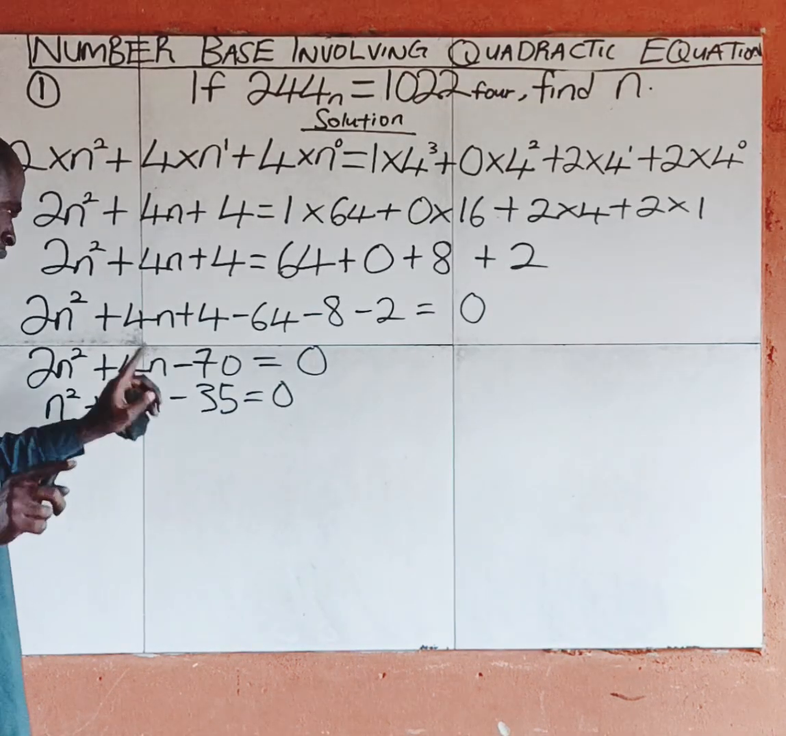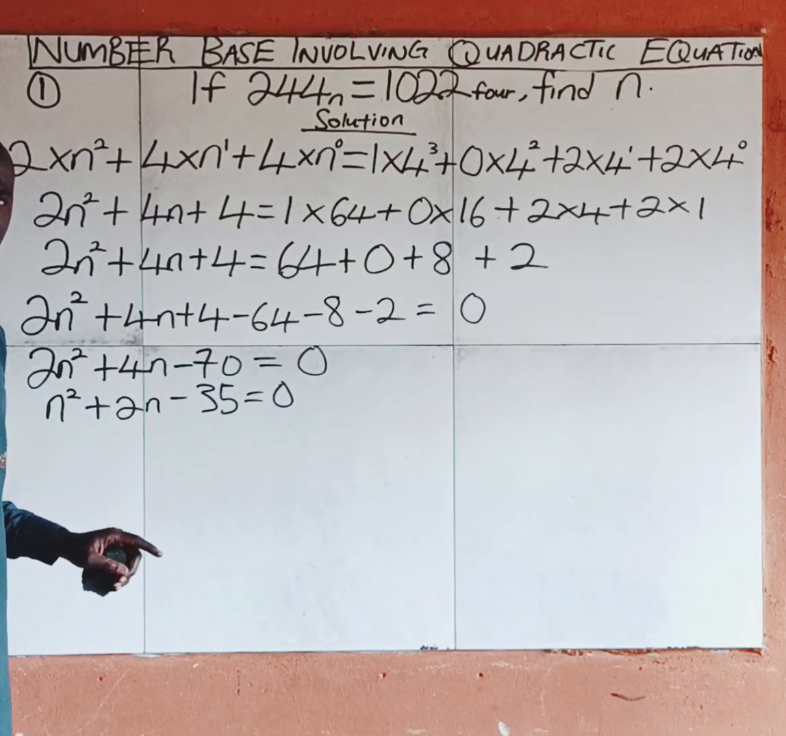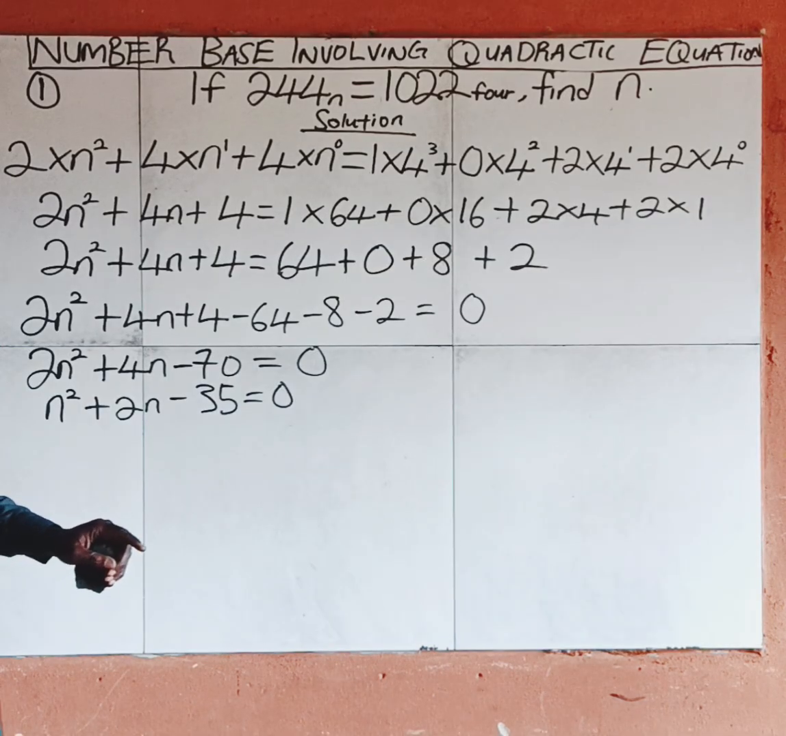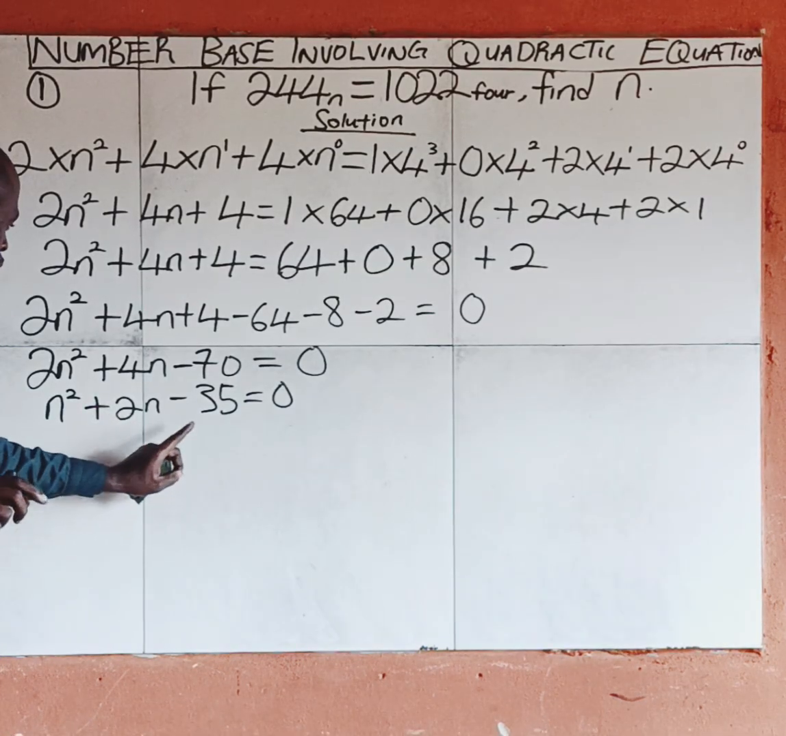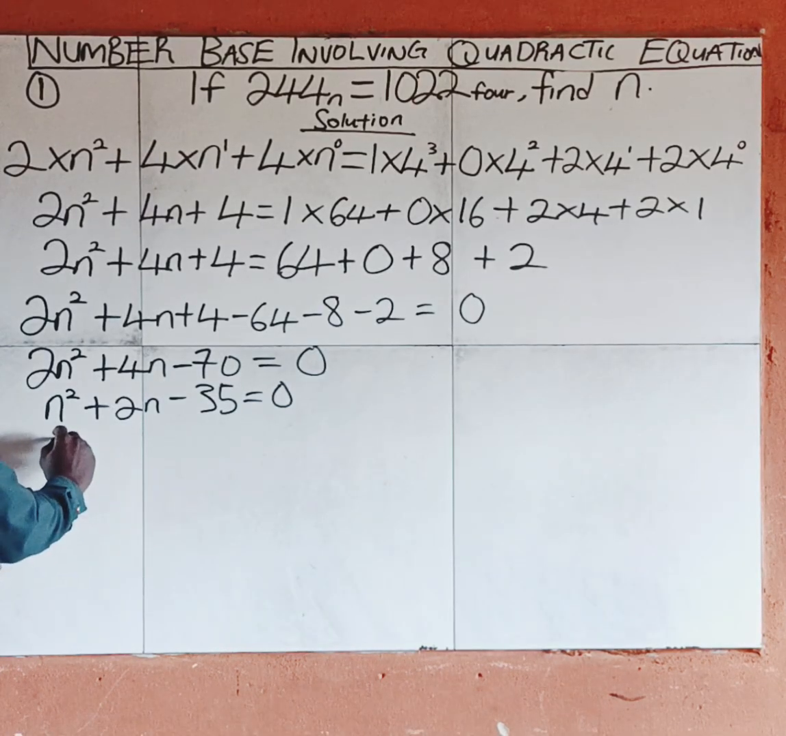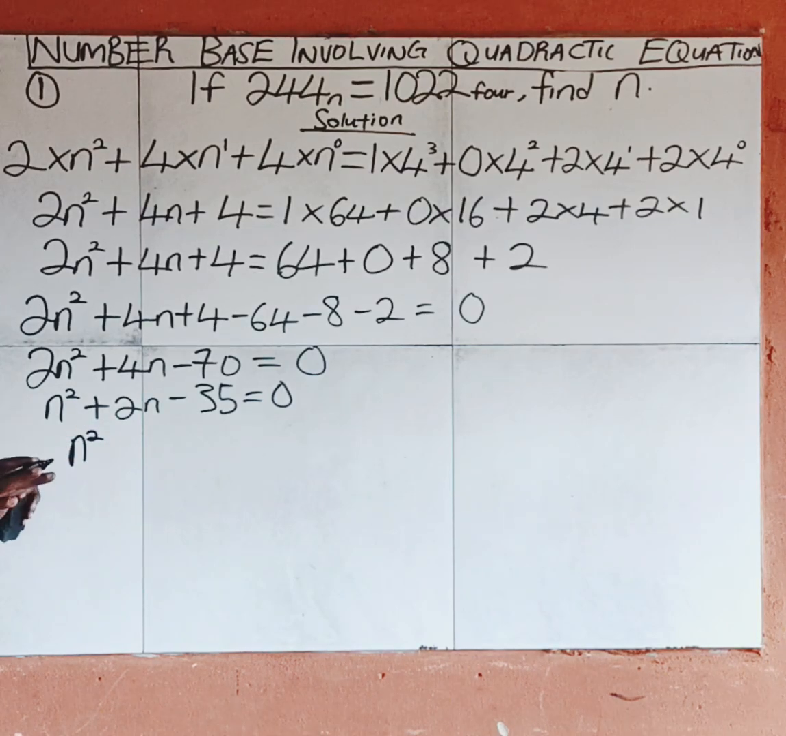That number is very simple. That number is a positive 7 and a negative 5. That's plus 7 minus 5, the numbers we are going to multiply to get this, and if we add them together, we are going to get this. So therefore, I will come down here and say n raised to the power of 2. Can you see the way I'm doing it?